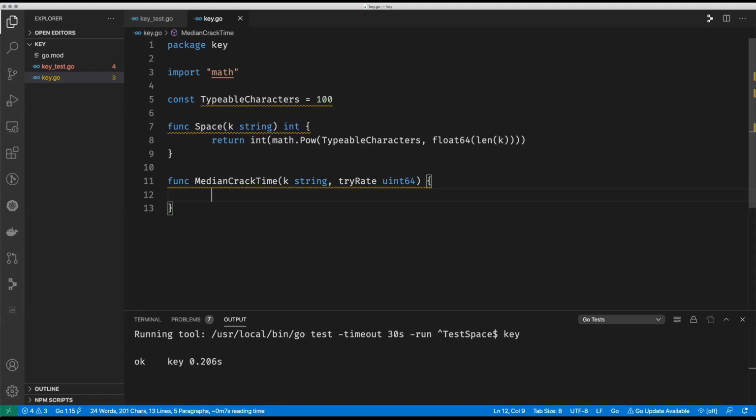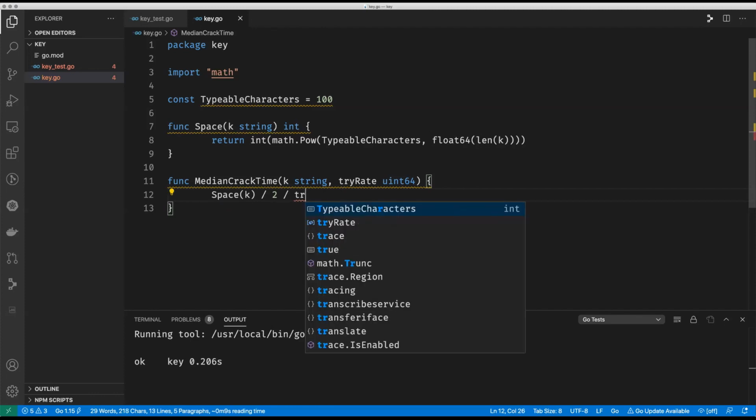Yeah. So, okay, help me implement median crack time then. Who can start us off? We will need to find the space for this, right? Yes, that's true, isn't it? We know it's going to be. We need to say first of all, how many things do we need to try on average, and then we know how fast we're trying, so we can return the time it'll take us. So how many things do we need to try? That's just space of k, isn't it? And on average, we only need to try half of them. Yes. So space of k over 2, what's next? And divide by the try rate.